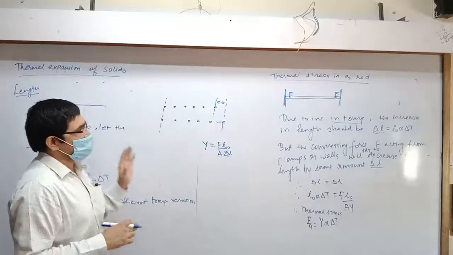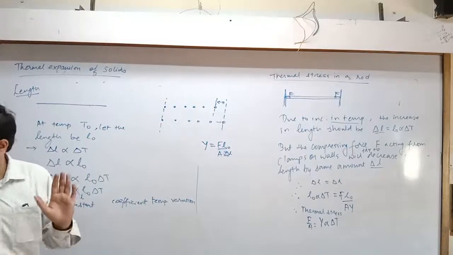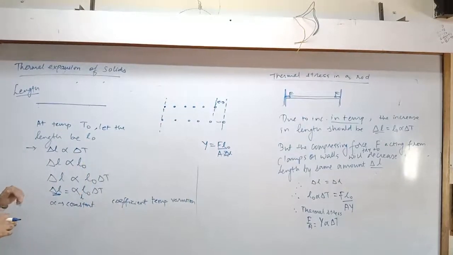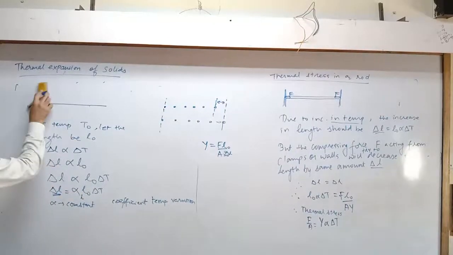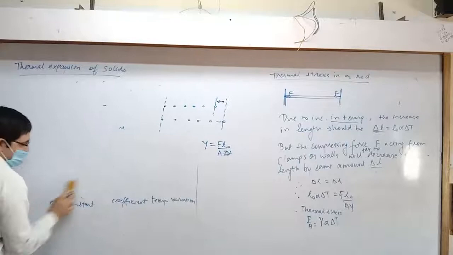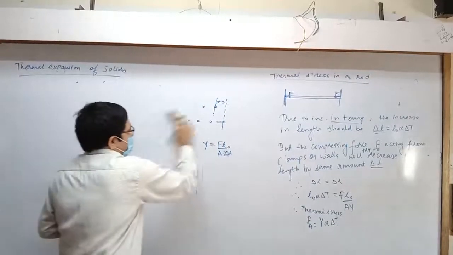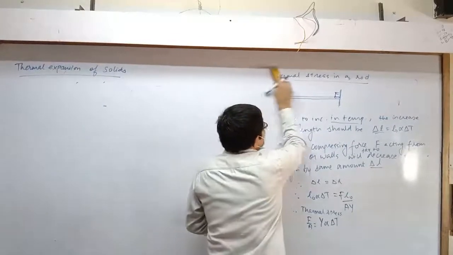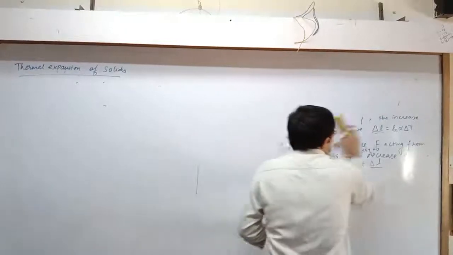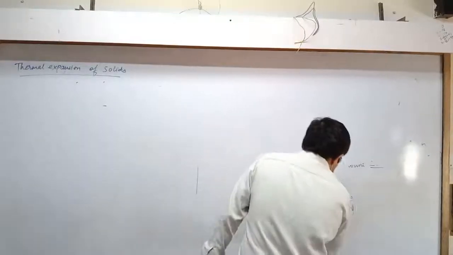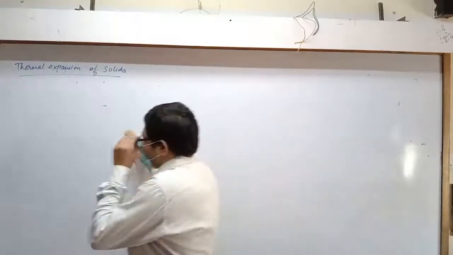Okay, so that's about increase in length. Clear? So the first part is complete. Now let's go to the exercise. Just recall, alpha is a term; alpha is called the coefficient of linear expansion.